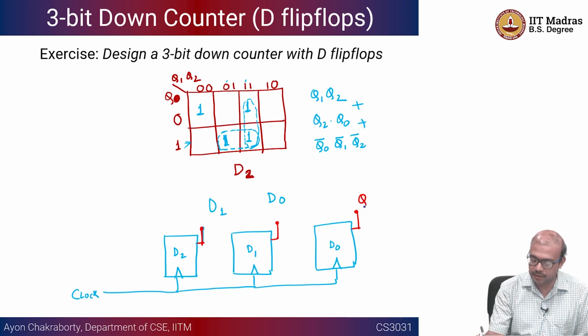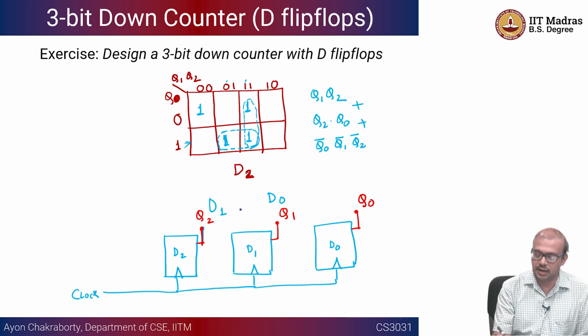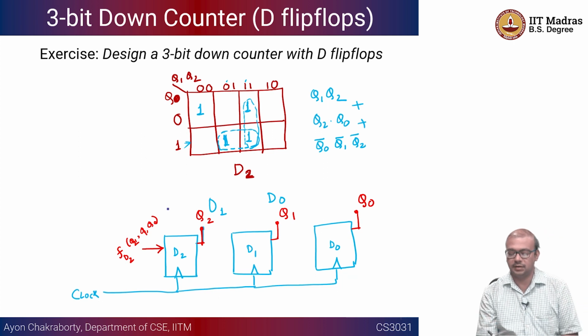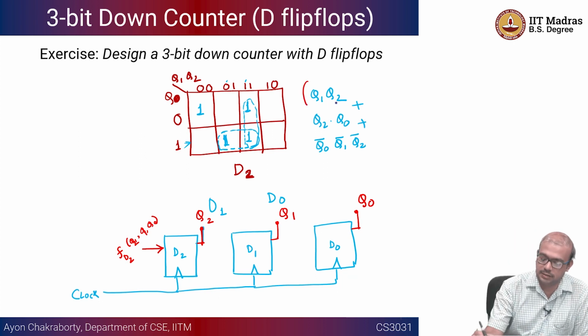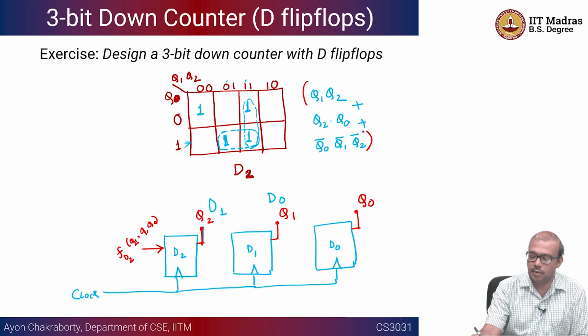This output is indicated by Q0, this output is indicated by Q1, and this output is indicated by Q2, right? So we have designed the function for D2. Here you should put this function of D2 as a function of Q1, Q2 and Q0. Okay, Q2, Q1, Q0, and we have the function. The function is nothing but this. Okay, so Q1 Q2 plus Q2 Q0 plus Q0 bar Q1 bar Q2 bar.